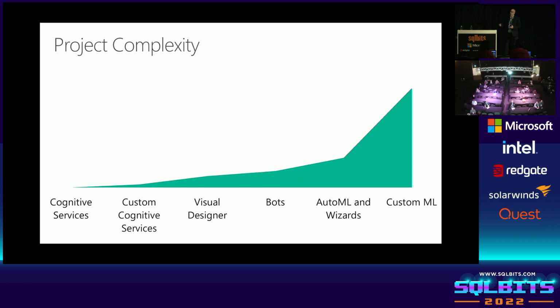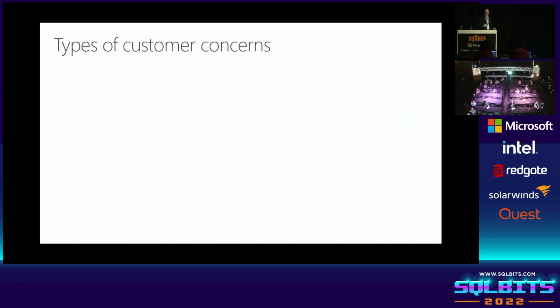So in this graph, we just say, cognitive services, we have very easy to implement, could take a few minutes to implement. We have custom cognitive services, we have the visual designer, so drag and drop. We have things like bots, AutoML wizards, which kind of takes some of the pressure off having a dedicated data scientist somewhat, and then there's obviously, you might have to go off and do custom machine learning.